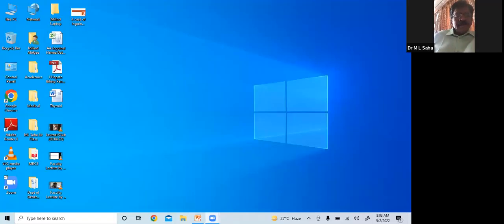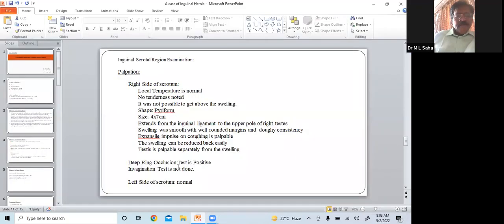Have a look at the hernia site of the patient and then start describing. Just show the area of the hernia. Just have a look at the patient, his hernial site.